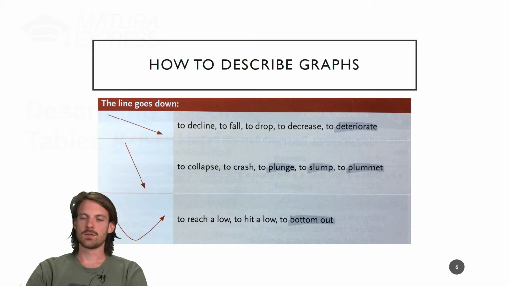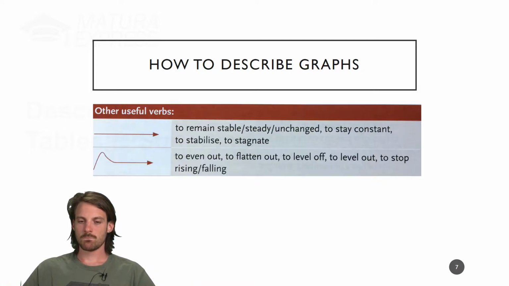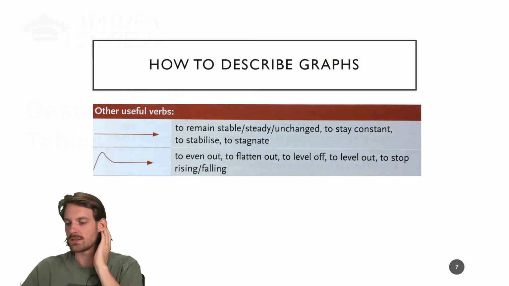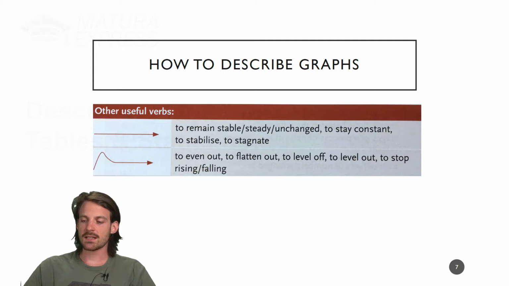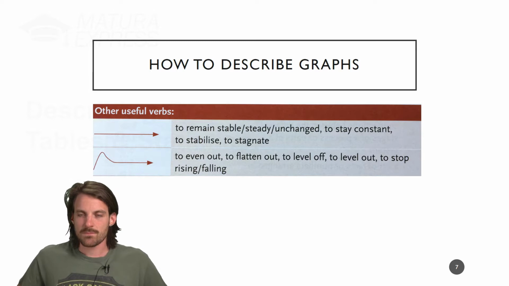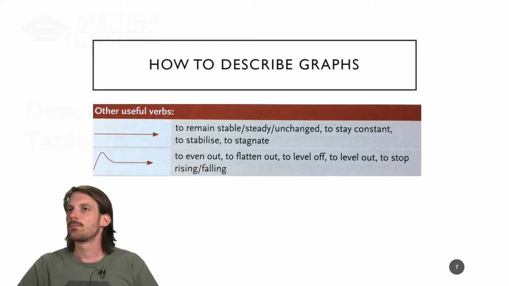And the opposite of reaching a peak is, of course, to reach a low, or hit a low, or bottom out. If something isn't changing, it remains stable, steady, unchanged, or stagnates. That's the same as in German, stagnieren, stagnate, easy to remember. If you know the German word, just put it into English, actually. Really easy to remember, I think.